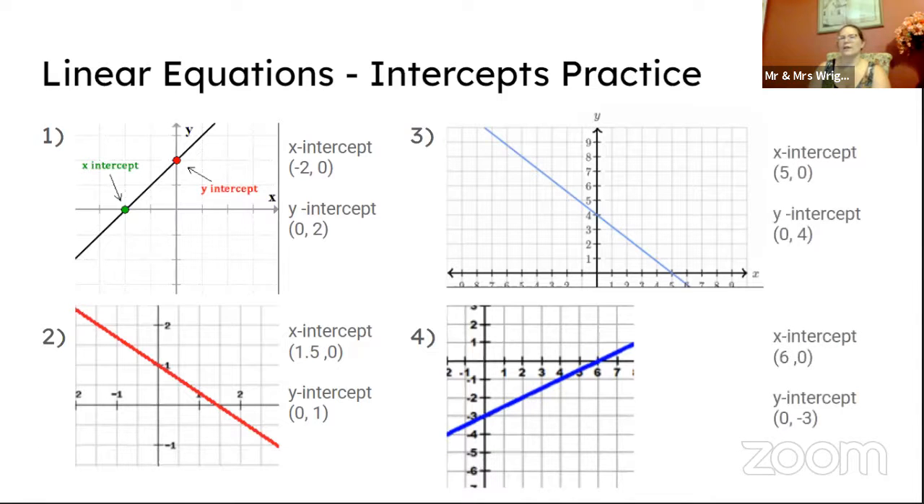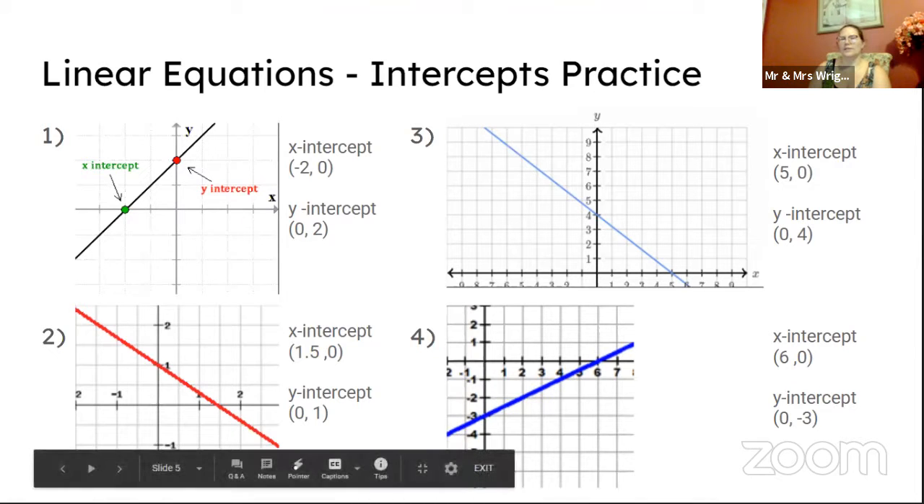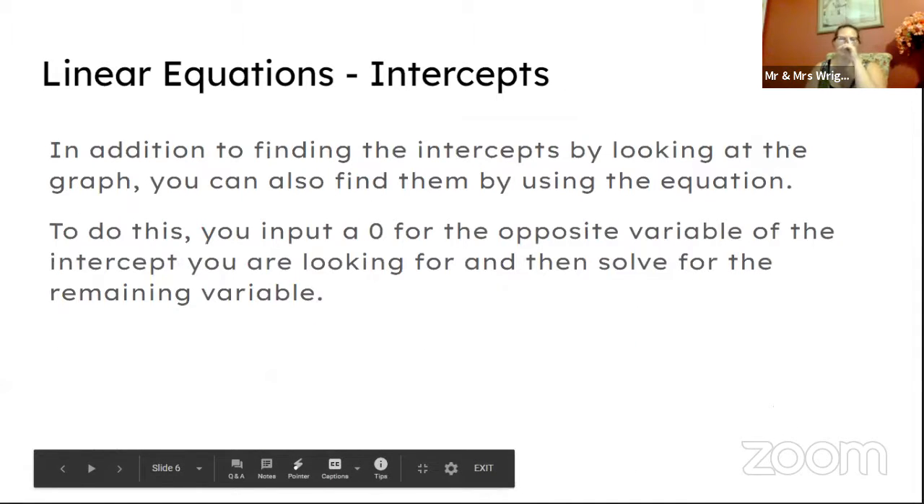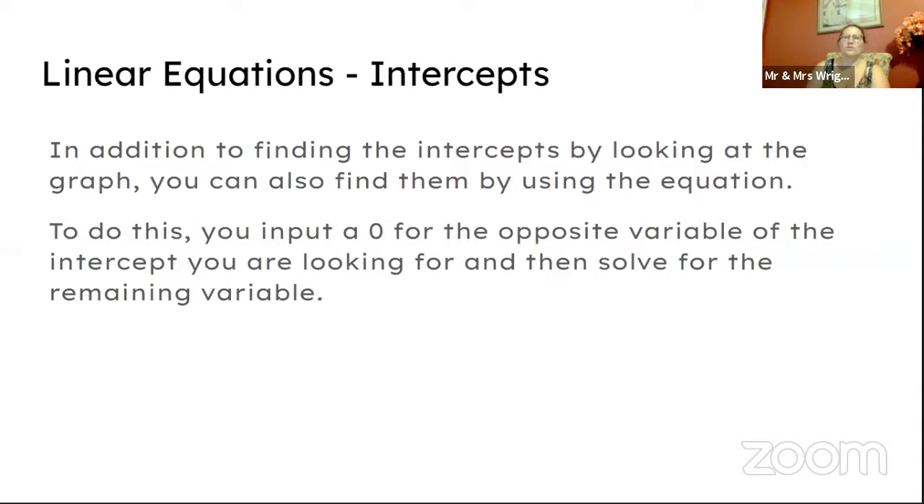Here you have the x-intercept of (5, 0), y-intercept of (0, 4), x-intercept of (6, 0), and y-intercept of (0, -3). In addition to finding these intercepts, we need to be able to locate them if we don't have a graph, if we just have the equation. In all of those intercepts, there is a 0 in place of either the x or the y, depending on which one we are looking for.